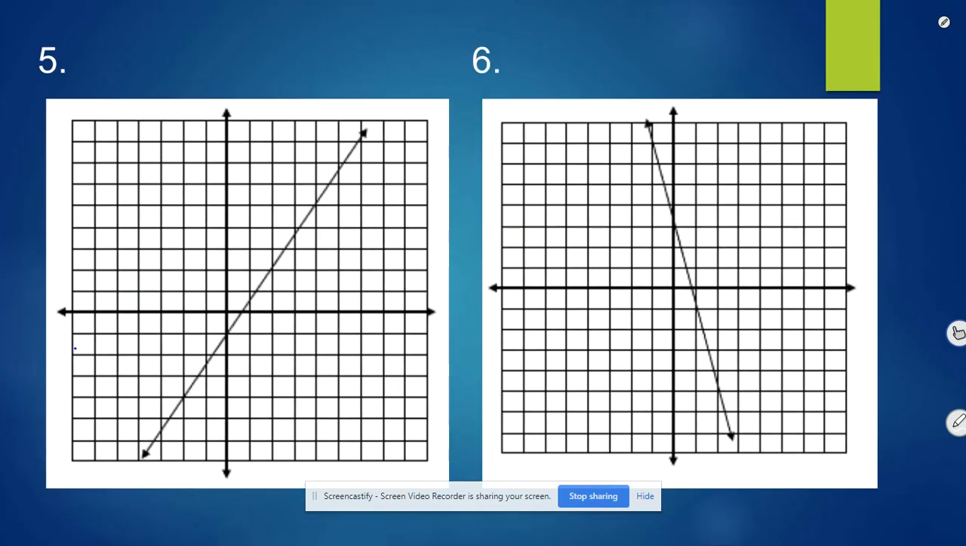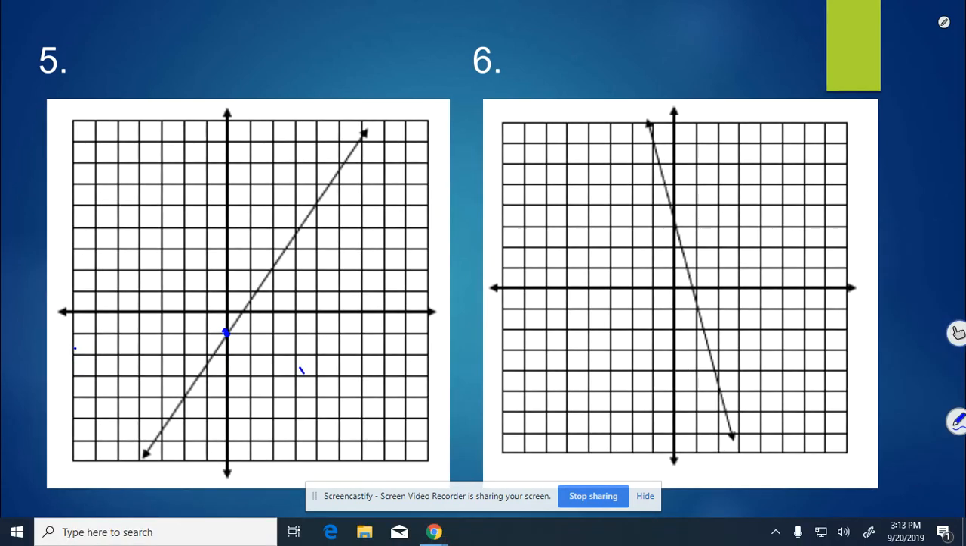Number 5. Again, first we want to look for those points. So the y-intercept is right here. That's at -1. And then this one has a positive slope because it's going uphill from right to left. We look for some other points where it crosses. This one here, going down this one here. And we find 2 points to figure out the slope between.